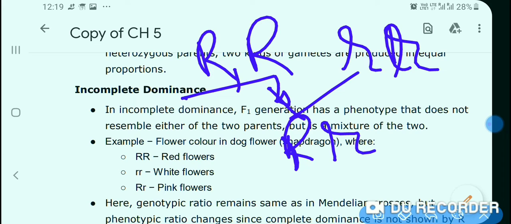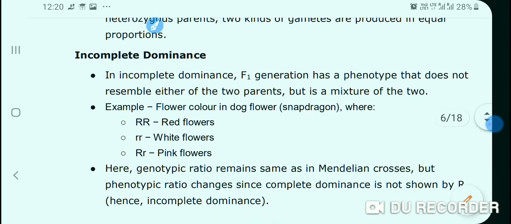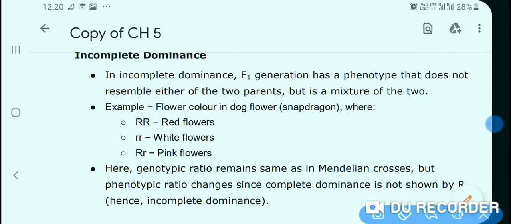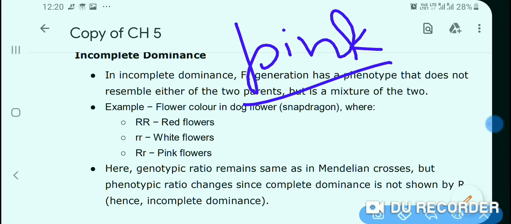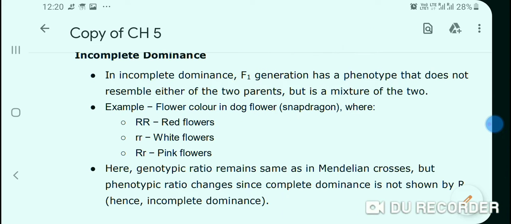Actually this should be of red color. The flower color should be red, but here the flower color is not red, rather it is pink. So this is the case of incomplete dominance, and the example is Mirabilis jalapa. It is also known as snapdragon or dog flower. These are the common names, and Mirabilis jalapa is the botanical name.